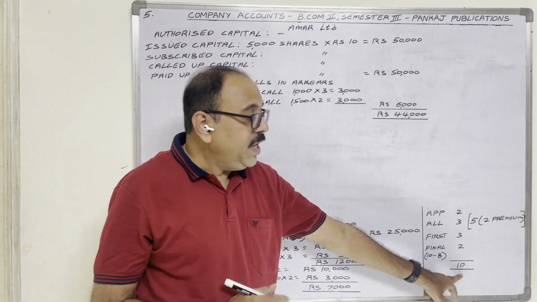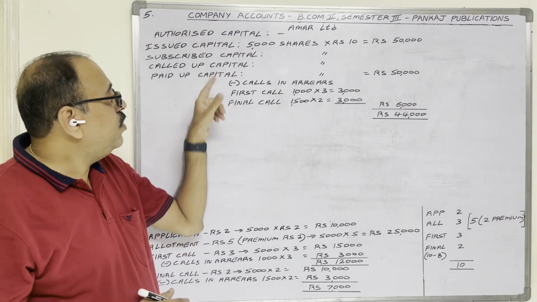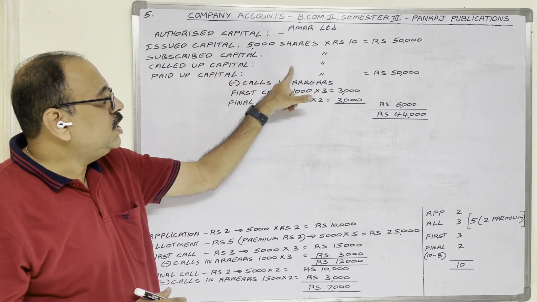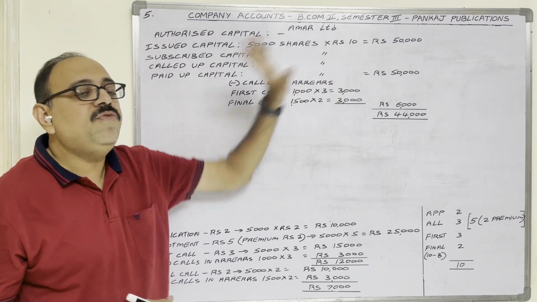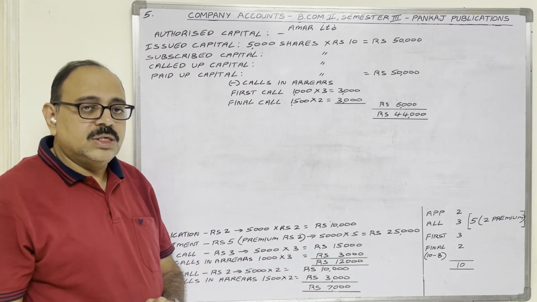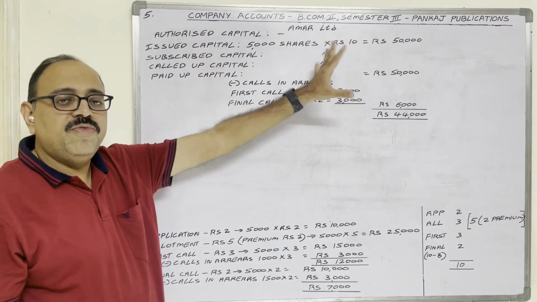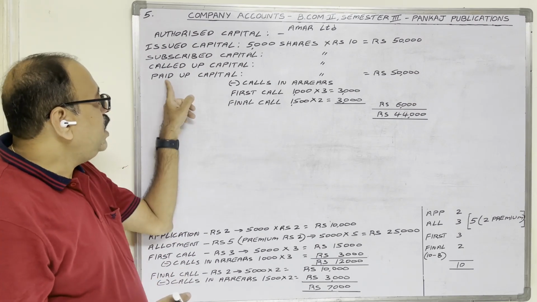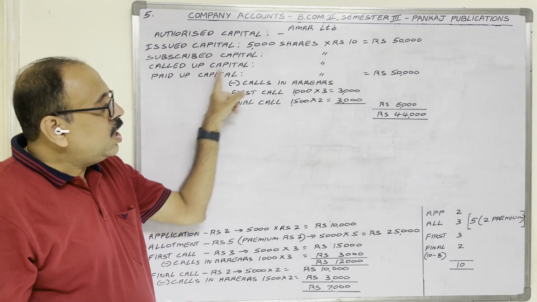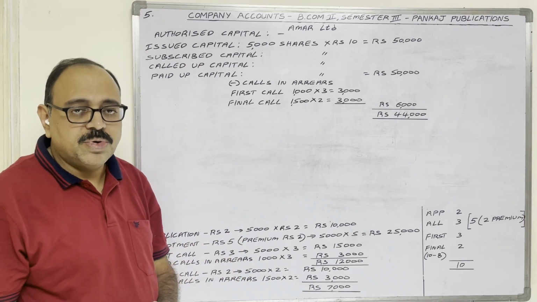10 rupees per share into subscribed shares of 5,000. Therefore, called up capital is 5,000 into 10 rupees, 50,000. In the current year, the company made all calls. Therefore, called up capital and subscribed capital are both the same, 50,000. Finally, paid up capital. The called up capital is 50,000, so the company should receive 50,000 rupees from shareholders.